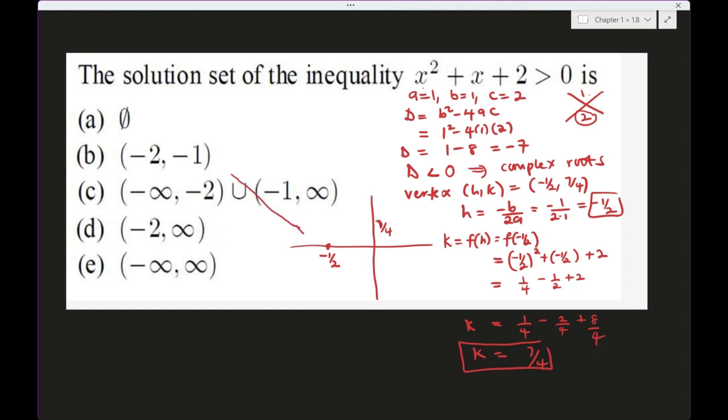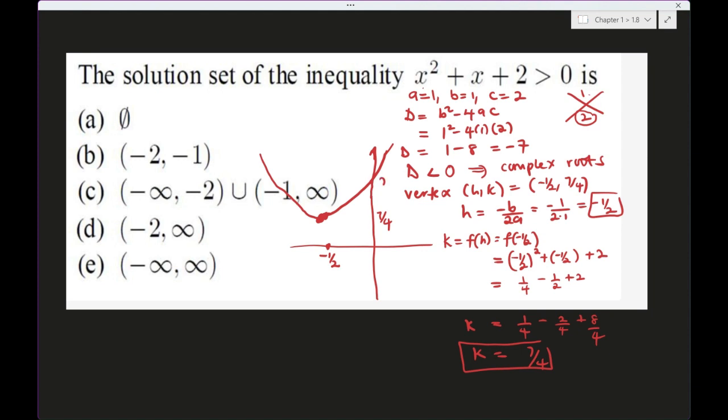This is like an open, it's going to be, this is the vertex here. So we'll have it open up somewhere like this, right? So this is our vertex here, this point. Okay, so this is minus half, and this is 7/4.